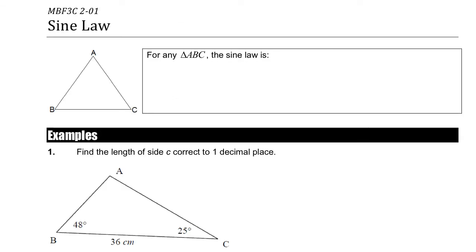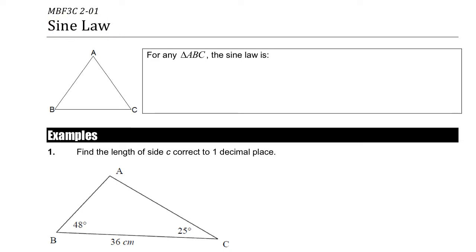Please take out this note to follow along with the lesson. Up until now, the only trigonometry we've used is for right triangles, or triangles that have a right angle in them. But what if the triangle doesn't have a right angle? This is where the sine law comes in.